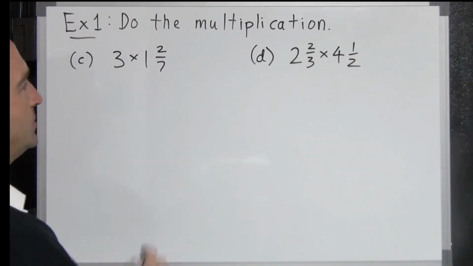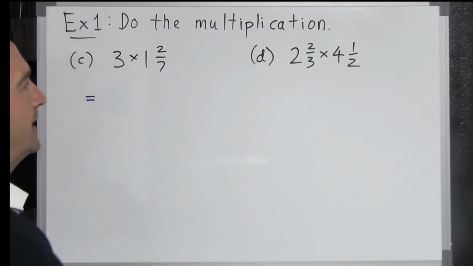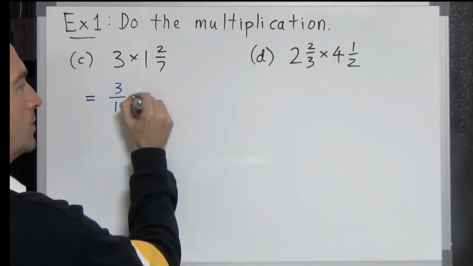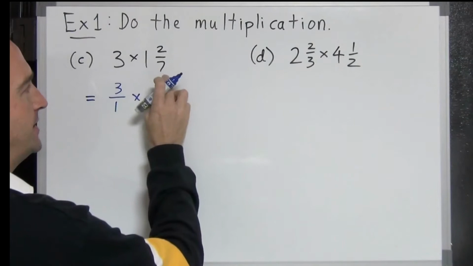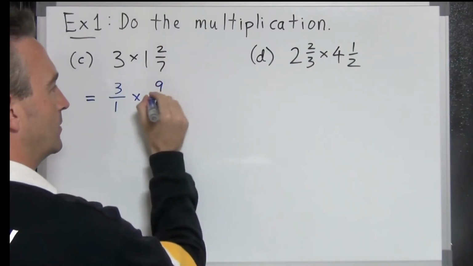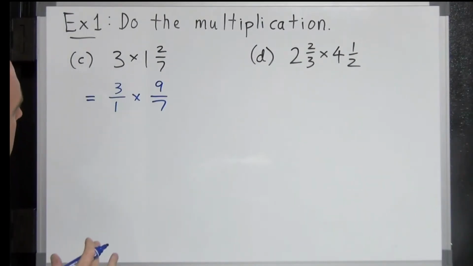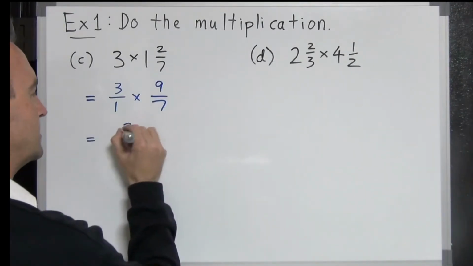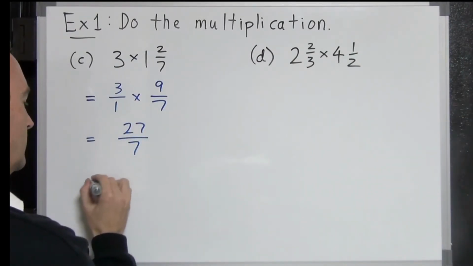3 times 1 2/7. Look, we have a whole number now. How do we write that as a fraction? 3 over 1, of course. And 1 2/7 as an improper fraction. 1 7 is 7 plus 2 is 9 over 7. Can anything cancel here? No, I don't think so. Straight into multiplication. 3 9s are 27 on the top, and on the bottom 1 times 7 is 7.